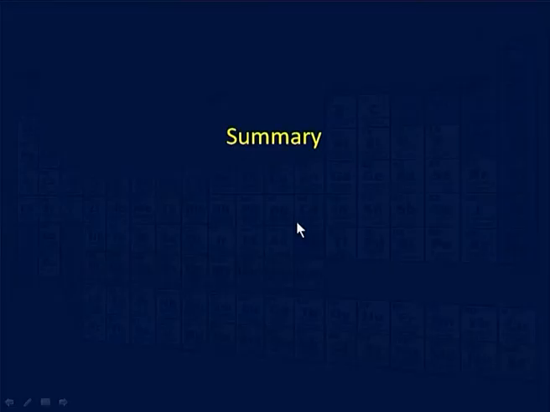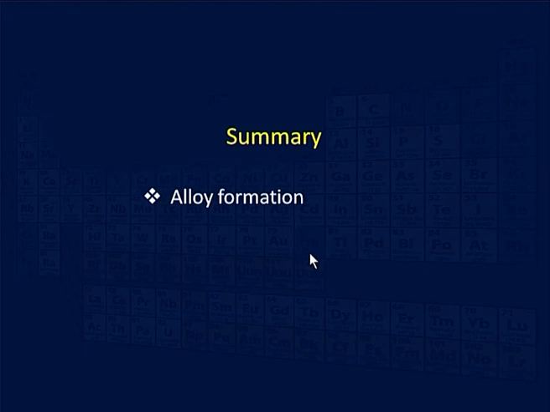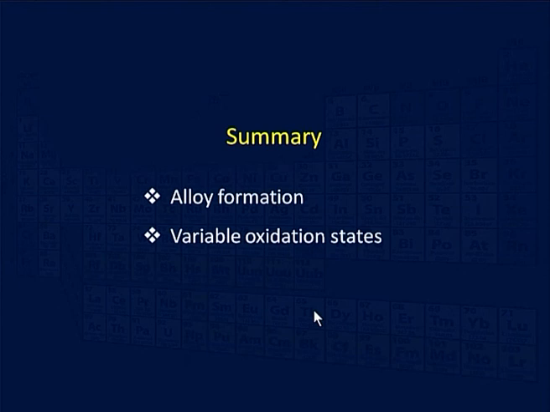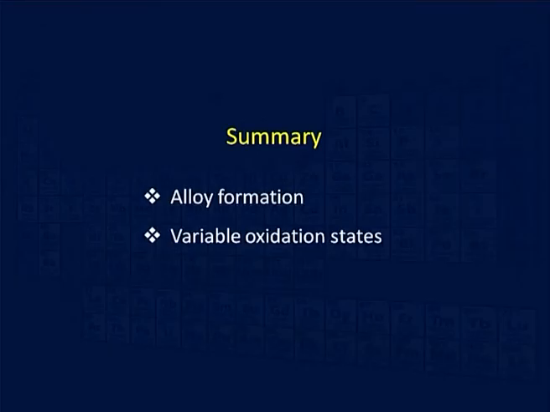So, in general, in this lecture we have seen two important properties of transition metal ions, that is, their ability to form alloys, different types of alloys like brass and bronze, and interstitial compound formation, and also the variable oxidation states possessed by these transition metal ions. In the next lecture, I am going to give you some more important physical and chemical properties of transition metal ions.